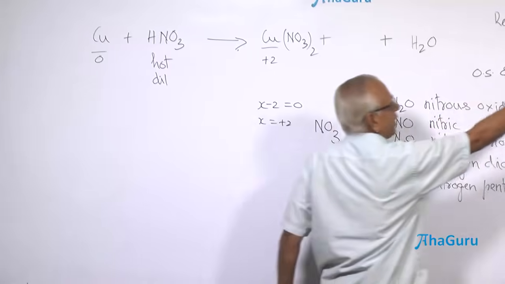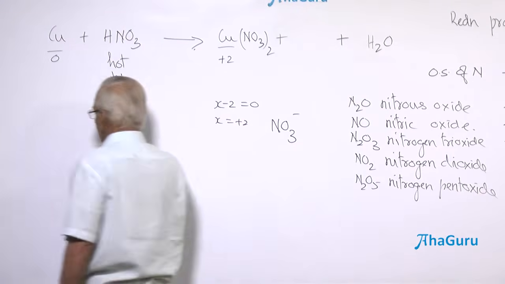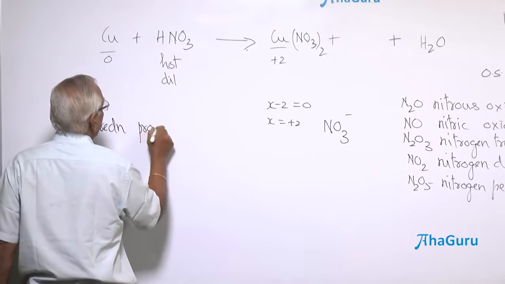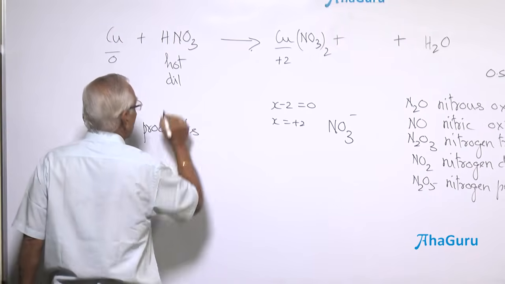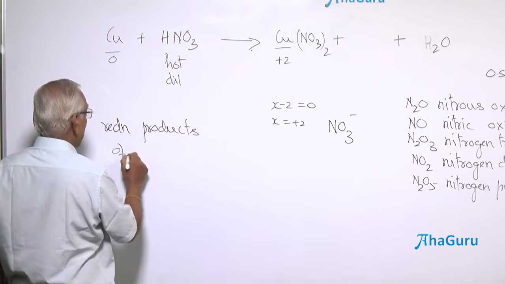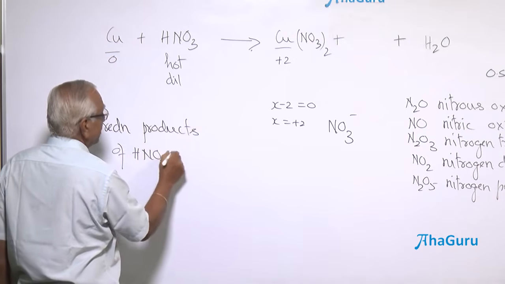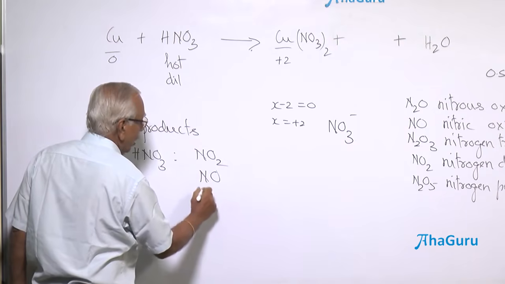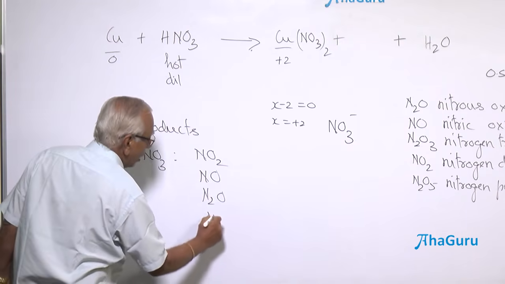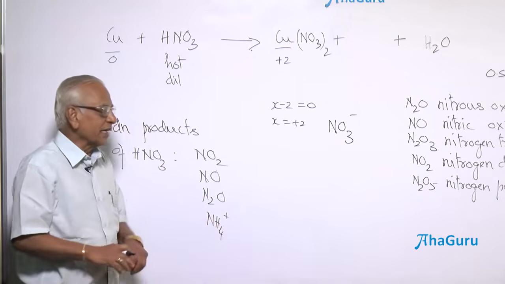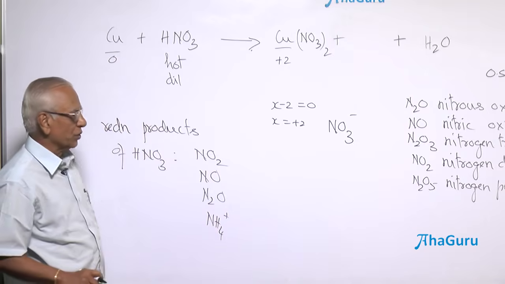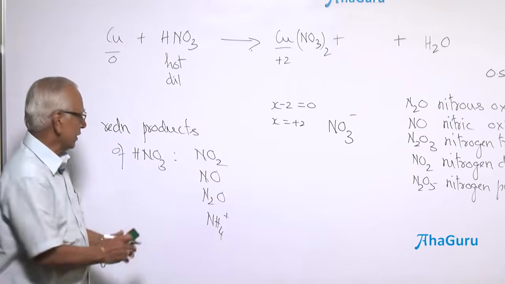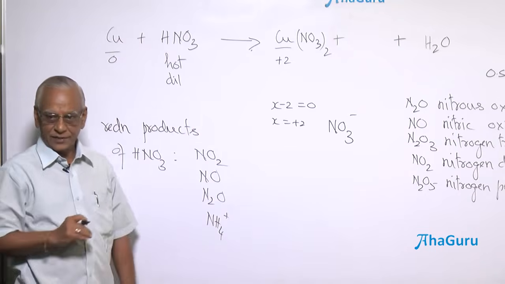Any of them can be generally the reduction products of nitric acid, not all of them, depending on the condition. I have already written it there. Generally, it could be NO2, or it could be NO, or it could be N2O, or it could be an ammonium compound. You don't get N2O3, we don't have any examples with N2O3, we don't have any examples containing N2. These are the normal reduction products of nitric acid.